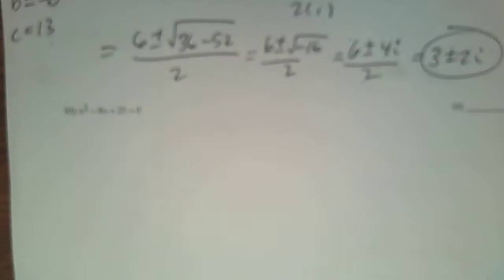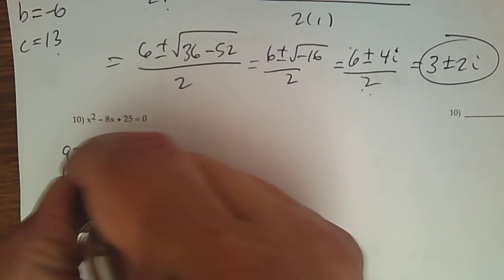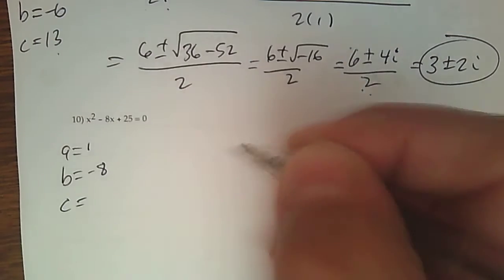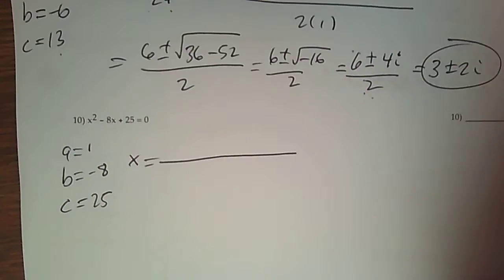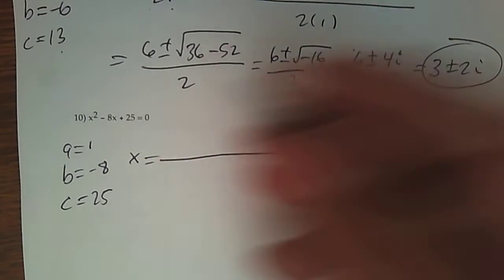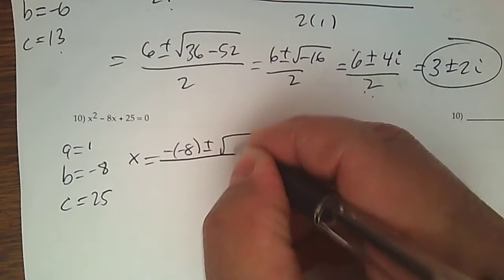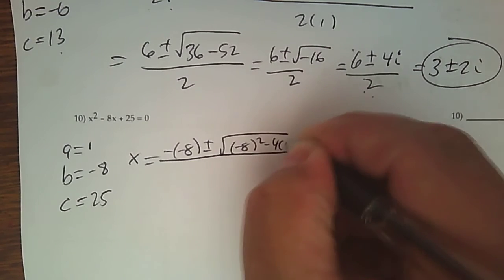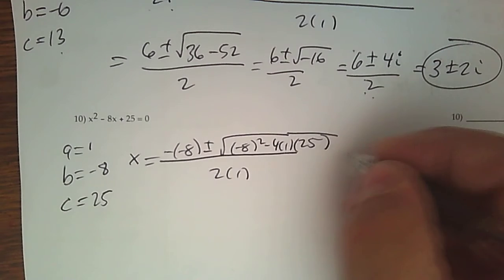Let's look at number 10. So I'm going to solve this by using the quadratic formula. So a is equal to 1, b is negative 8, c is 25. So to solve this, the quadratic formula, negative b plus or minus the square root of b squared minus 4ac all over 2a.